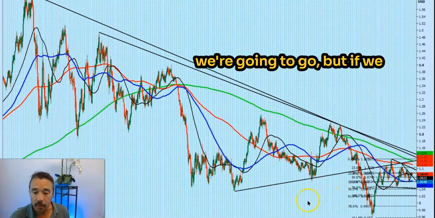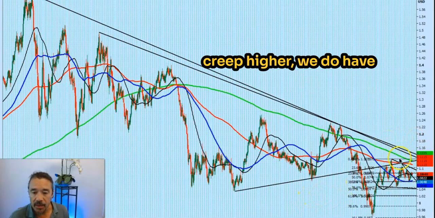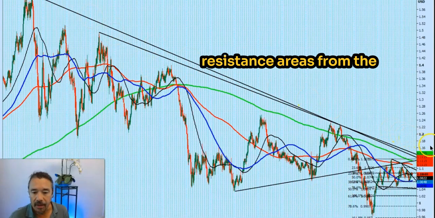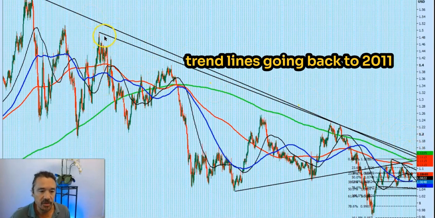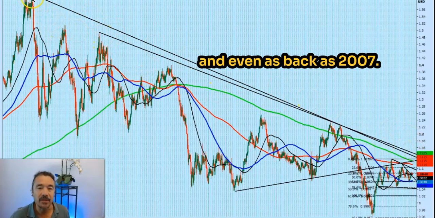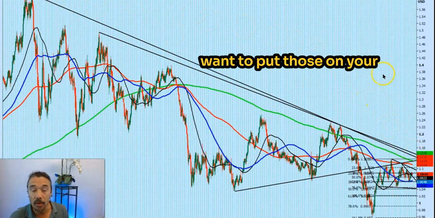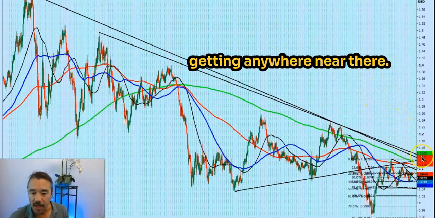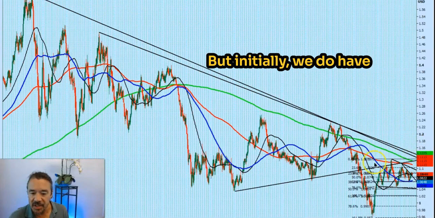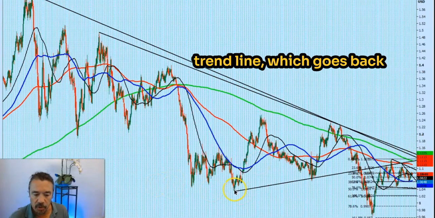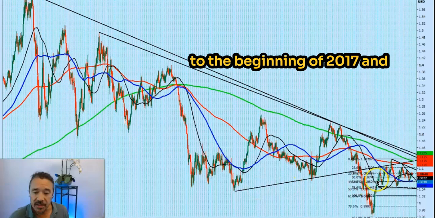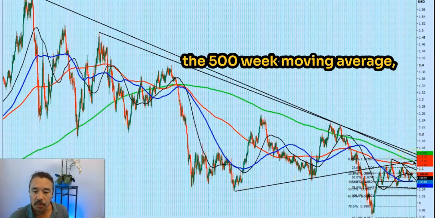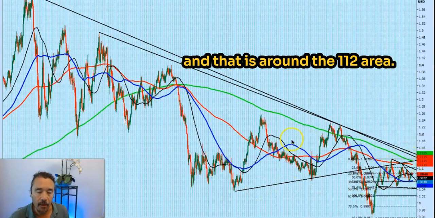I couldn't tell you which way we're going to go, but if we creep higher, we do have resistance level areas from the trend lines going back to 2011 and even as back as 2007. So maybe you want to put those on your charts and see if we get anywhere near there. But initially, we do have resistance from a shorter term trend line, which goes back to the beginning of 2017 and the 500-week moving average. And that is around the 112 area.